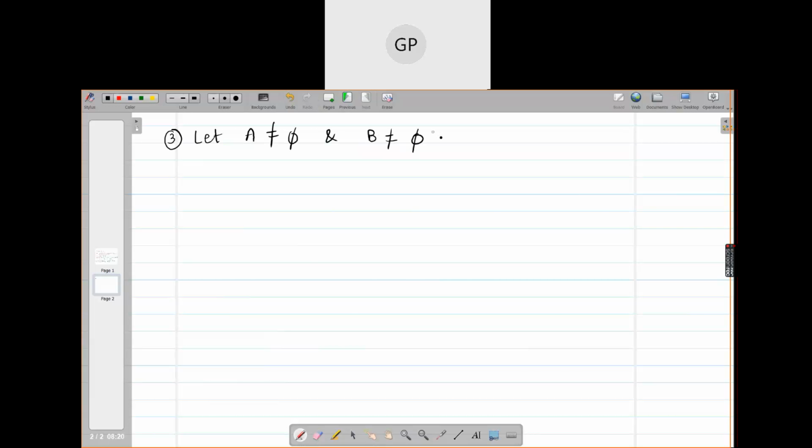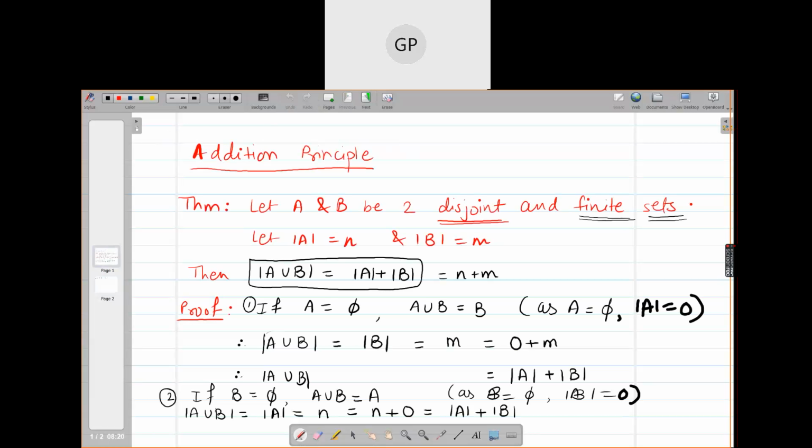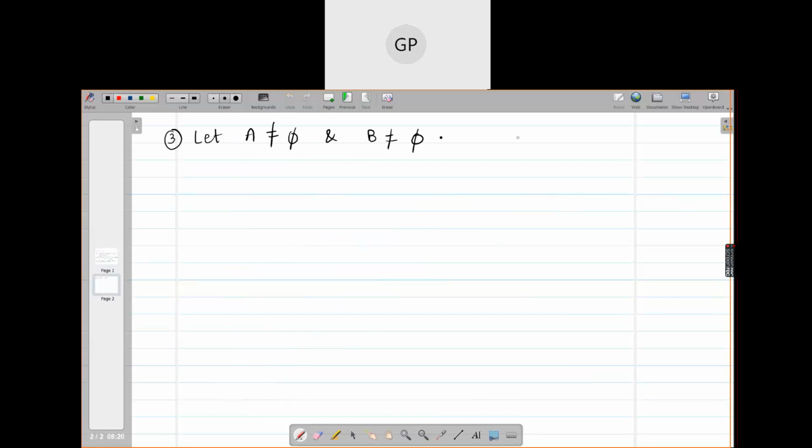And of course, what else are we considering here? These two are disjoint sets. A and B are disjoint sets. This we have to write, or this we have to remember always. That is a given fact. Then only this is applicable.